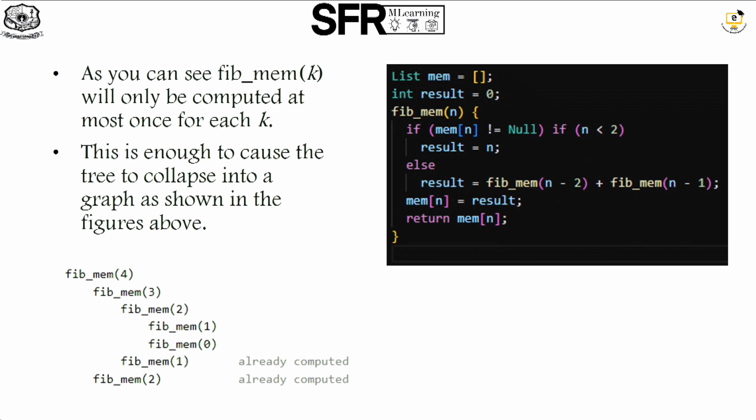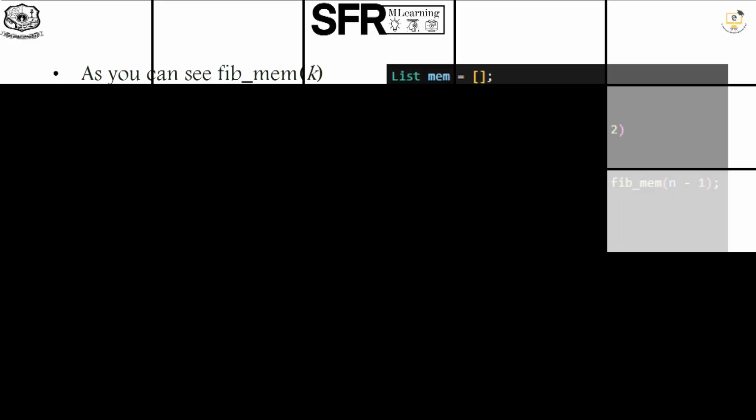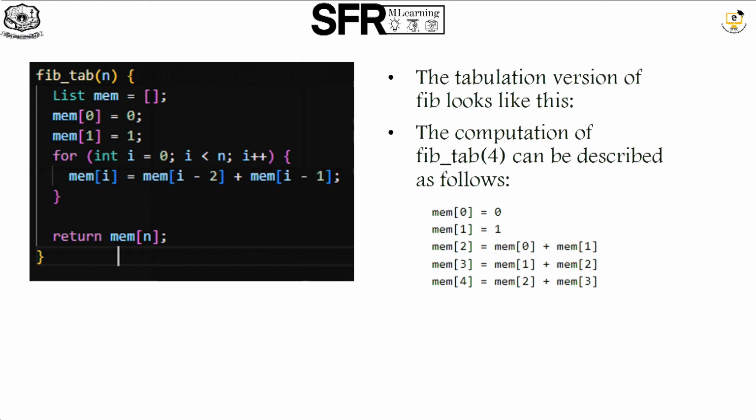So for fib of 2, we need to calculate fib of 1 and fib of 0. Fib of 1 is already computed, and fib of 2 for fib of 3 is also already computed. So for an already computed value, I don't compute it again and again. I just store the value in the list, and I use the list value. So this is the iteration approach, the tabulation method.